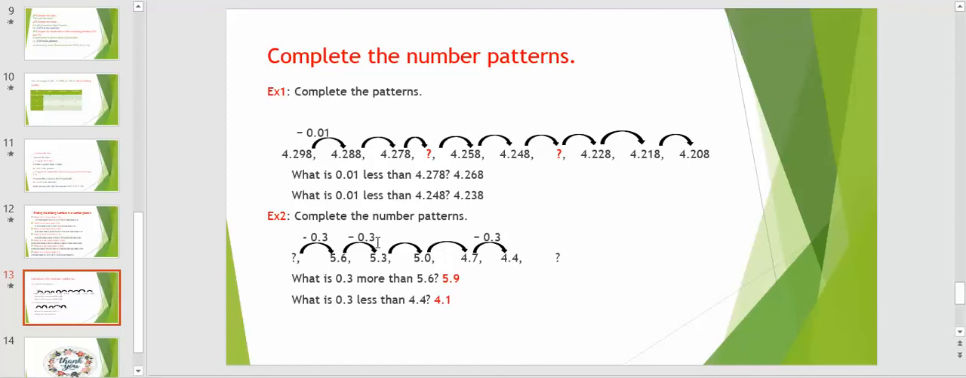And in example 2, it decreases the same way, decreasing by 0.3, meaning we subtract 0.3 from the next number. So you will see the answer. We have many patterns, but this is just some examples for you.